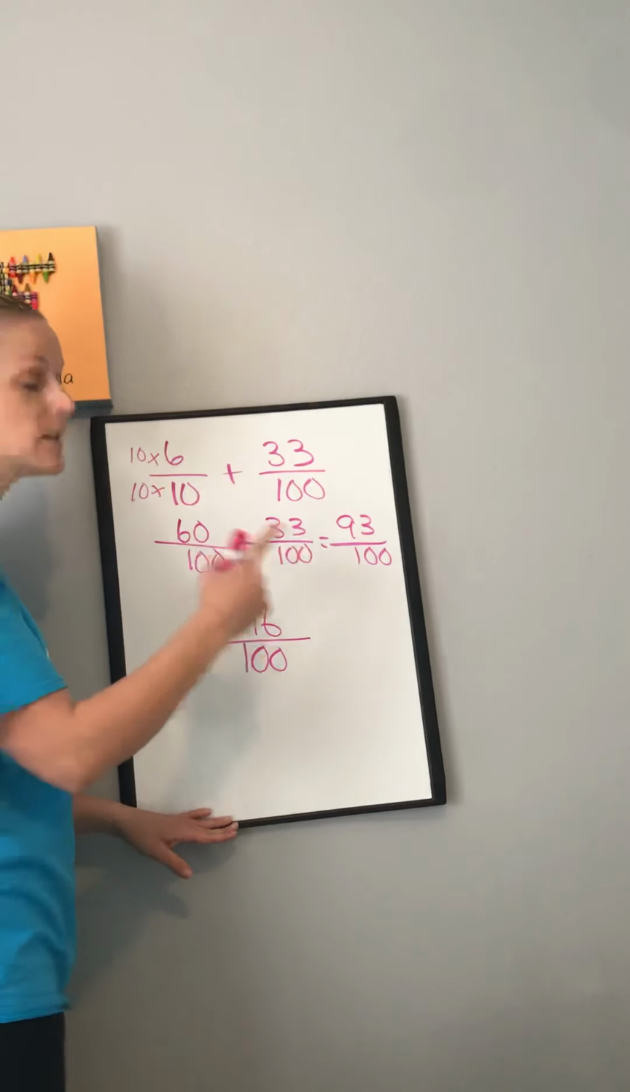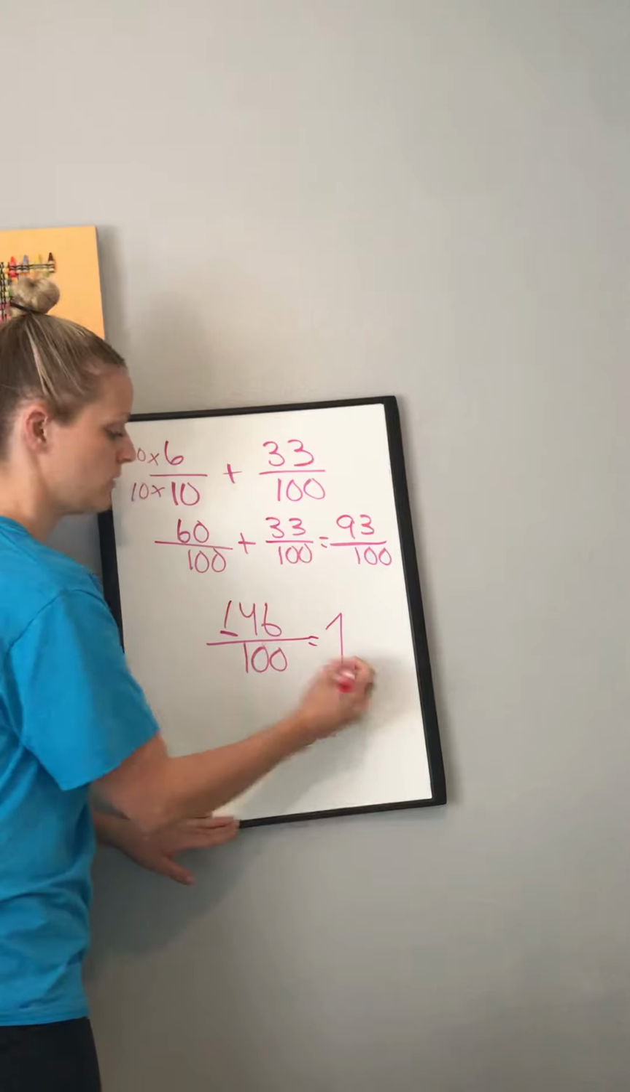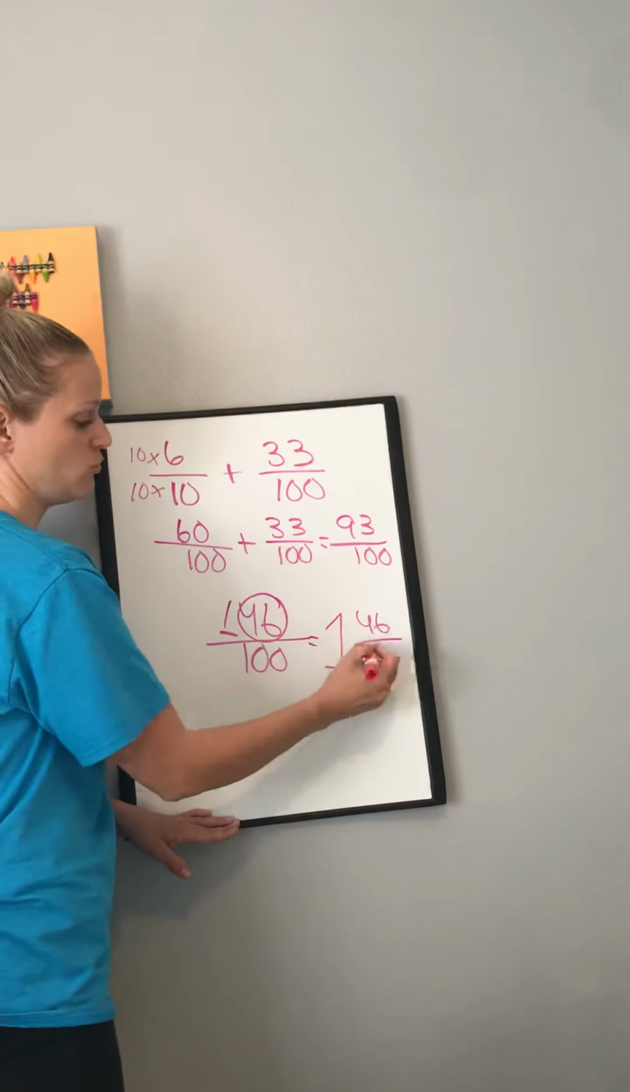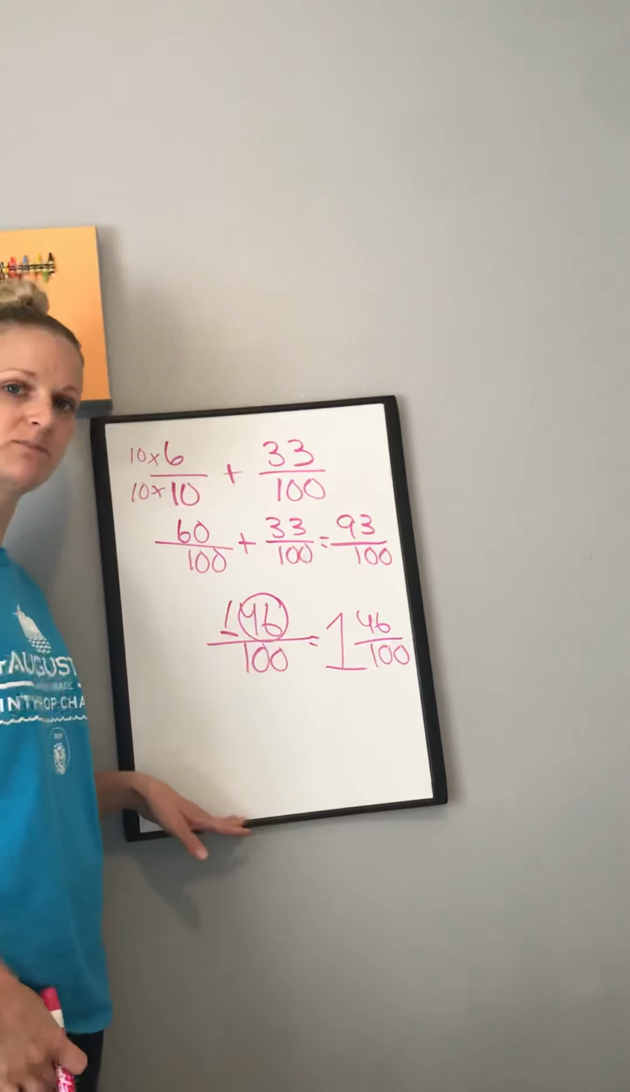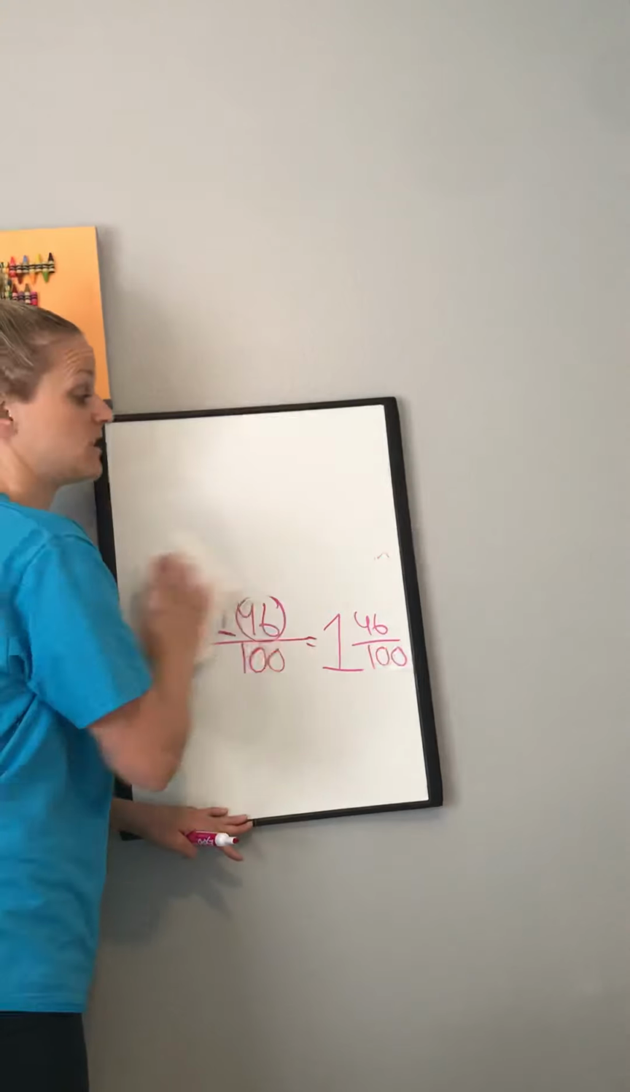fraction. We change it to a mixed number. And I showed you that trick. The first digit is your whole number. What are the other two digits here? 46. That's your numerator out of 100. Okay? So remember those adding with denominators of 10 and 100.